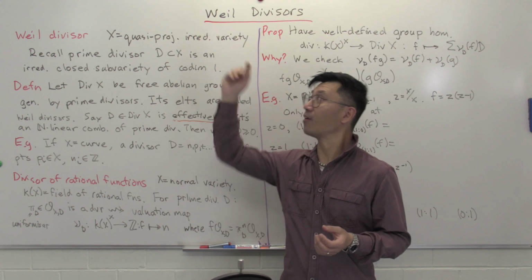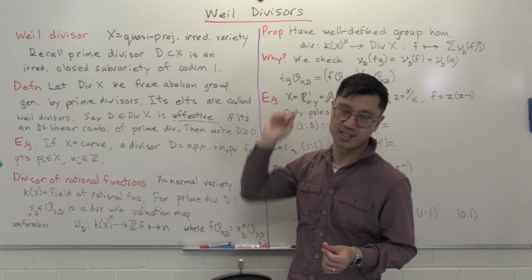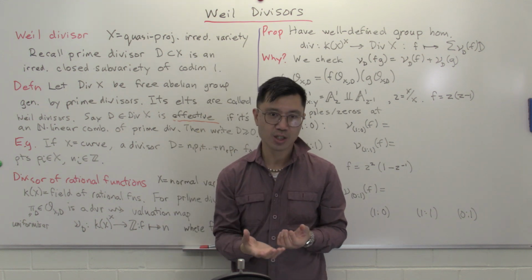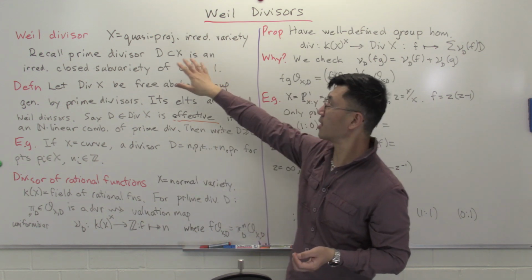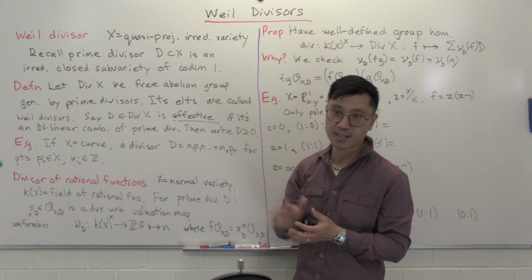Today I want to tell you about a very important concept in algebraic geometry, which is the notion of a Weil divisor. And that's the notion that allows you to talk about the location and the order of poles and zeros. Okay, so let's see what the setup that we have is. Suppose X now is some quasi-projective irreducible variety.